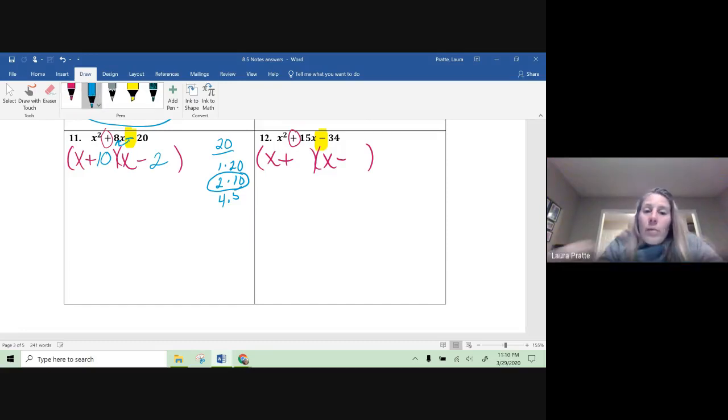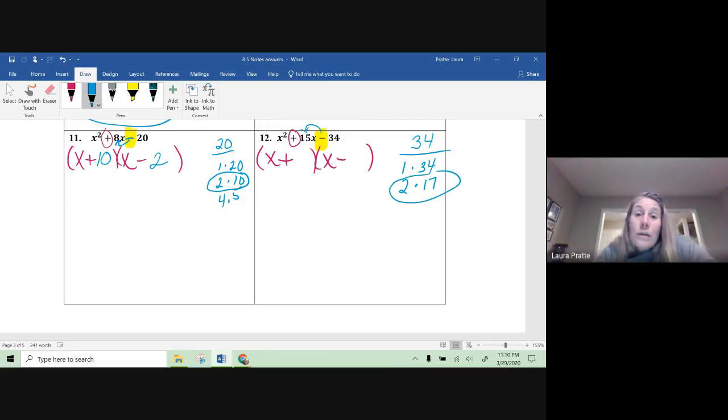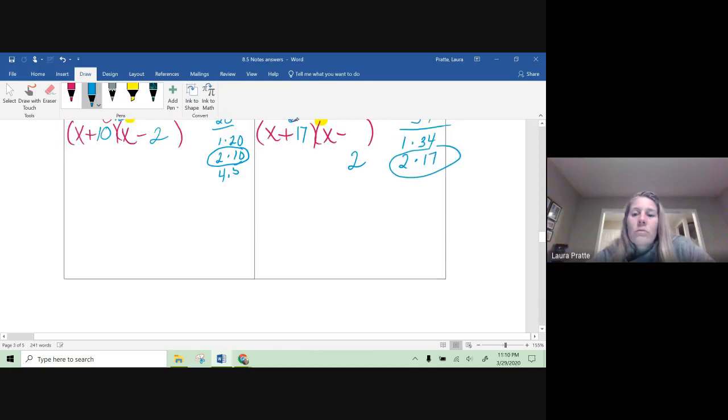And then the last problem, factors of 34. So 1 and 34, 2 and 17, and I think that's it. So now which of these pairs of factors will subtract to get me 15? Well, 17 minus 2 equals 15, so I know that's my pair of numbers. The bigger number is going to get the plus sign, so that would be the 17, and then the smaller number will get the minus sign. And then we've got one more combination to do.